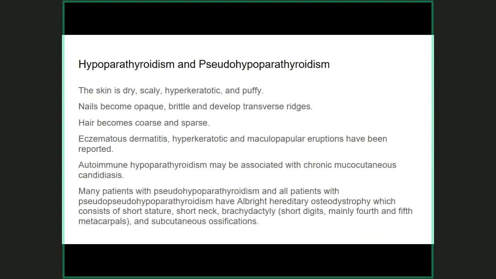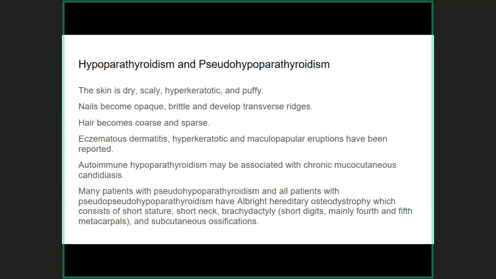Let's take a look at some of the hypoparathyroid skin manifestations. The skin, like I said, is often dry, scaly, puffy, hyperkeratotic with brittle nails that develop transverse ridges. The hair becomes coarse and sparse, and you could have eczematous dermatitis and maculopapular eruptions in this condition. Autoimmune hypoparathyroidism is often associated with your candidal infections.